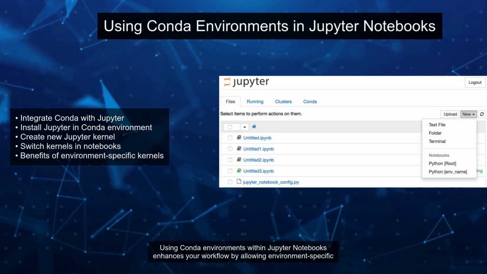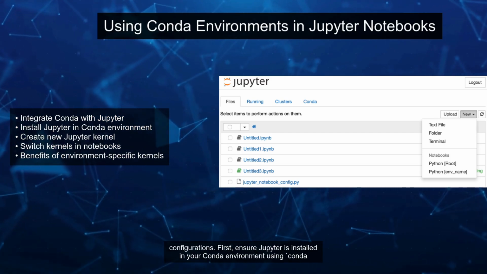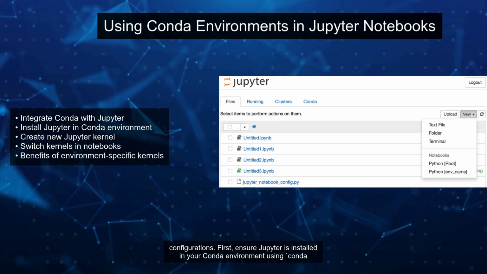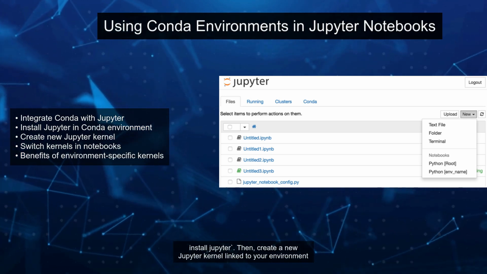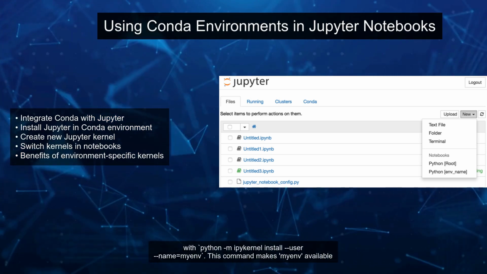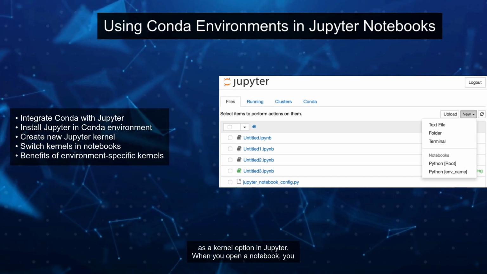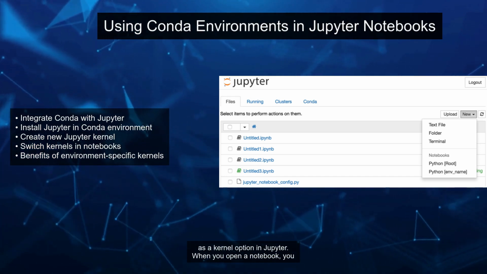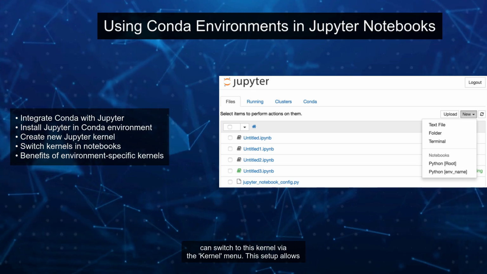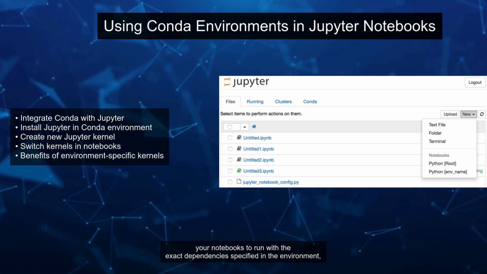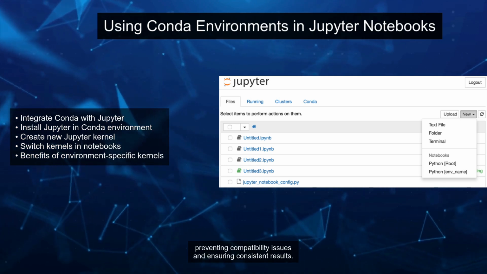Using Conda environments within Jupyter Notebooks enhances your workflow by allowing environment-specific configurations. First, ensure Jupyter is installed in your conda environment using conda install jupyter. Then, create a new Jupyter kernel linked to your environment with python -m ipykernel install --user --name=myenv. This command makes myenv available as a kernel option in Jupyter. When you open a notebook, you can switch to this kernel via the kernel menu. This setup allows your notebooks to run with the exact dependencies specified in the environment, preventing compatibility issues and ensuring consistent results.